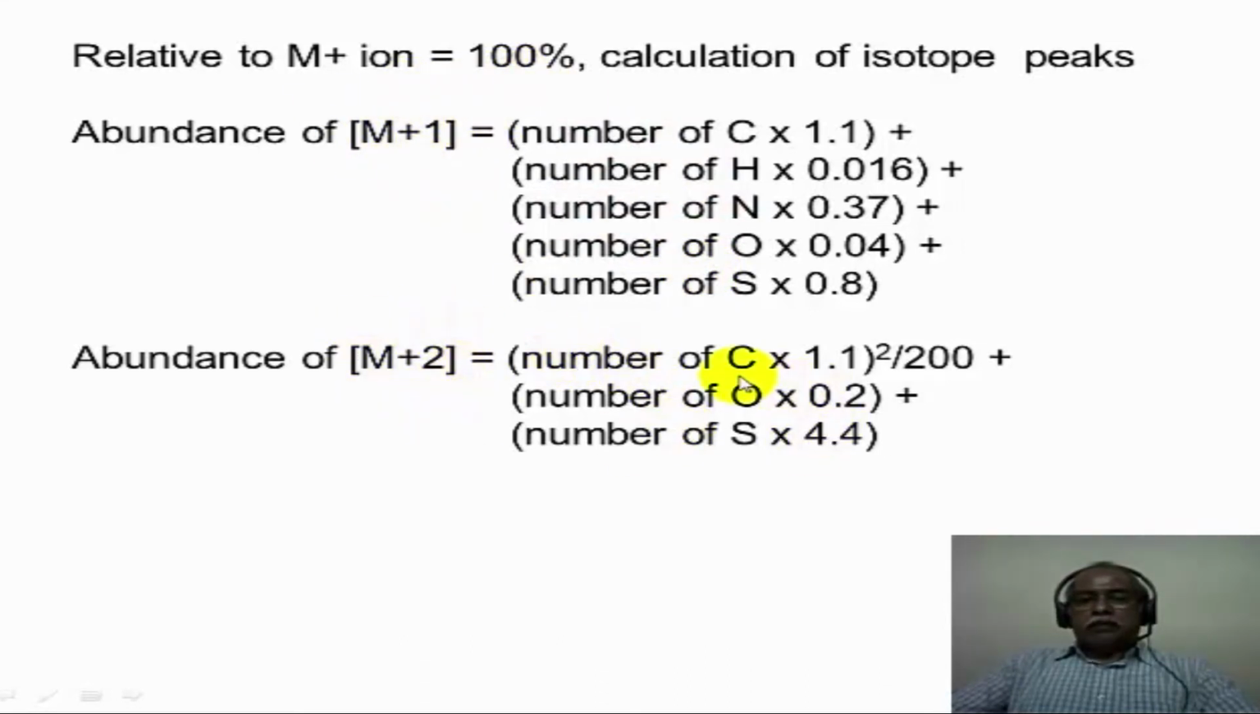In the case of carbon, if 2 carbons present in the molecule were carbon-13, it will be 1.1 times the 1.1 abundance of the carbon-13. That is why this is given to the power 2, essentially indicating there is a very small fraction of molecules which will have 2 carbon-13 simultaneously, and that would essentially contribute to M+2.